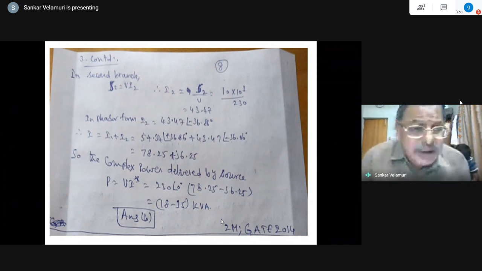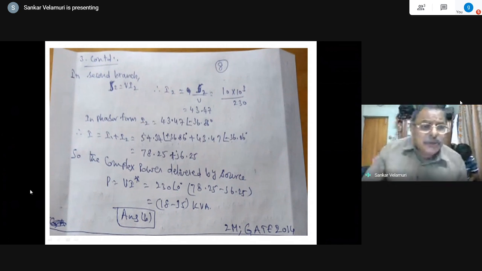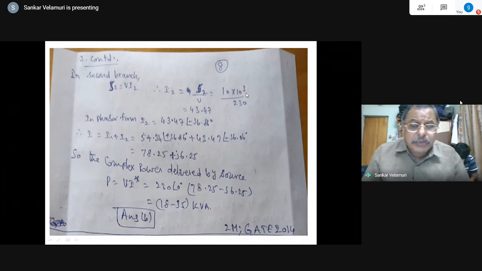So in the second branch, S is equal to V into I2, because I2 is equal to S2 by V, because S is the complex power that is being given, S2 by V2. So 10 cube divided by 230. Earlier that was real power that is being given, but now it is complex power. So V is 230 at an angle, and the current is 43.47 at an angle of minus 36.86.